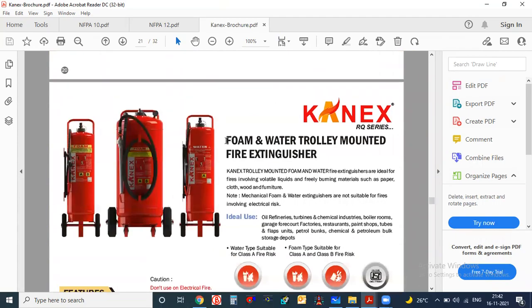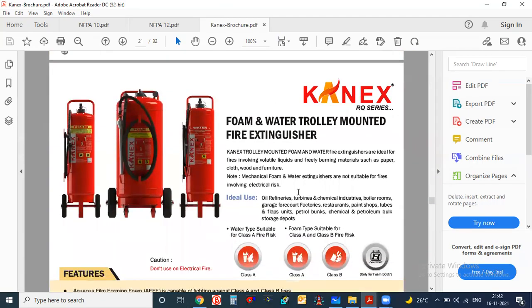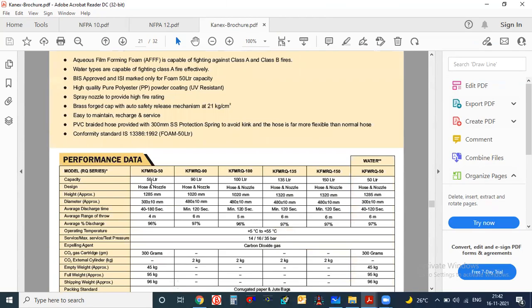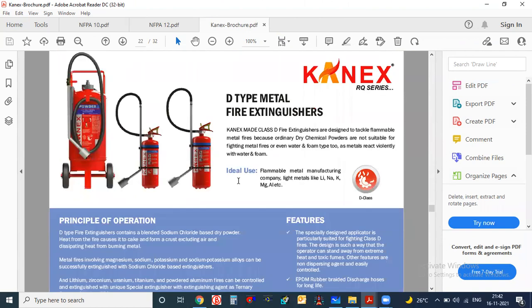Even for the foam trolley mounted they have given details. It can be used in oil refineries, turbine and chemical industries. These are the ranges: 50 liter, 90, 100, up to 150 liter can be used for foam, and for water only 50 liter is available. Like that they have given.